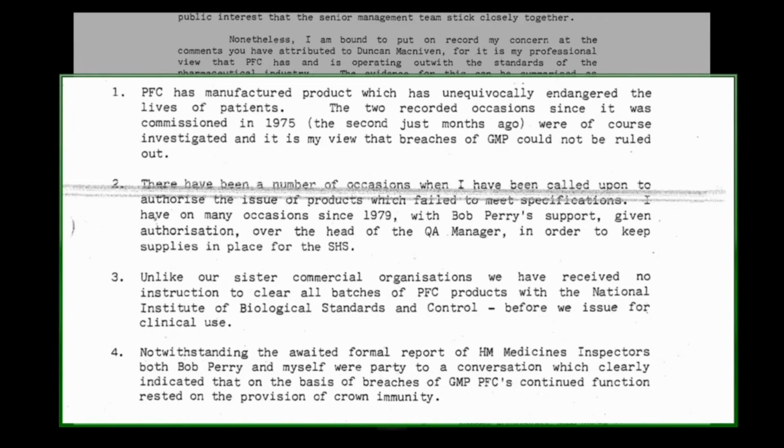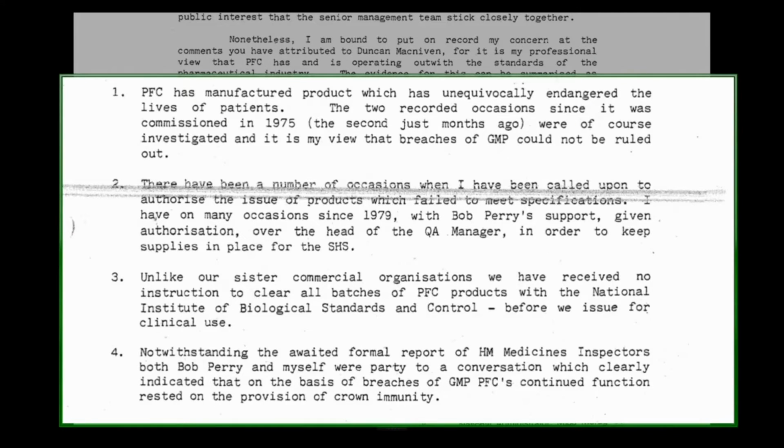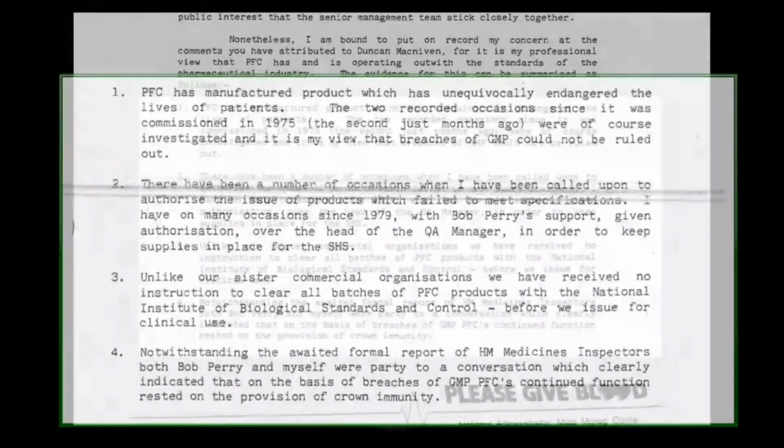I have on many occasions since 1979 given authorisation in order to keep supplies in place for the SHS, that's Scottish Health Service. 3, unlike our sister commercial organisations, we've received no instruction to clear all batches of PFC products with the National Institute of Biological Standards and Control before we issue for clinical use. 4, notwithstanding the awaited formal report of HM Medicines inspectors, both Bob Perry and myself were party to a conversation which clearly indicated that on the basis of breaches of GMP, that's good manufacturing practice, PFC's continued function rested on the provision of Crown immunity.